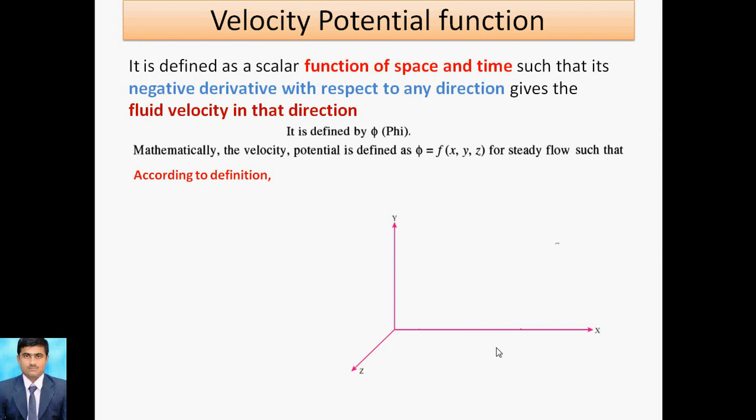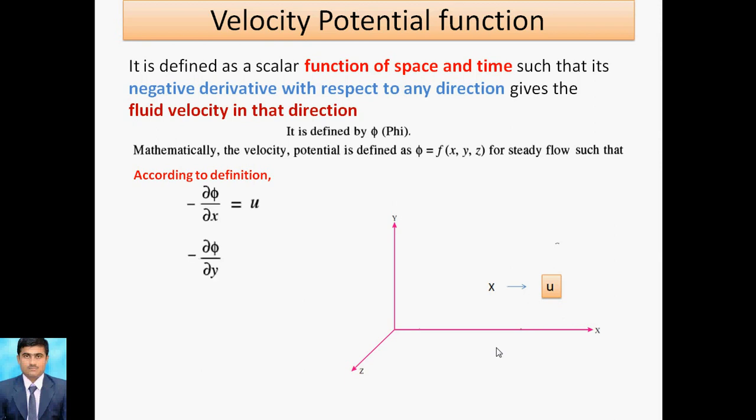If you take the negative derivative with respect to any direction, that gives the fluid velocity in that direction. For example, take the x direction. If you take the negative derivative with respect to x, that gives the velocity along that direction. So I consider minus ∂φ/∂x. Phi is the velocity potential function, and the direction x means velocity u. So minus ∂φ/∂x is equal to u.